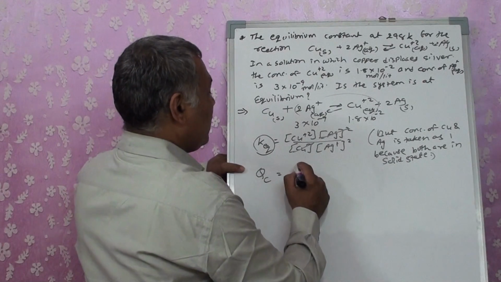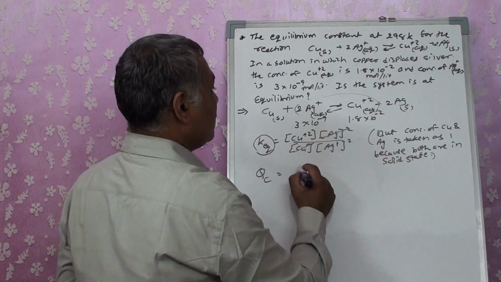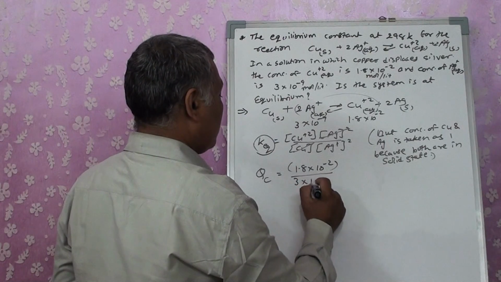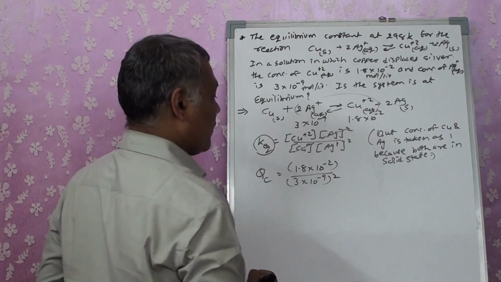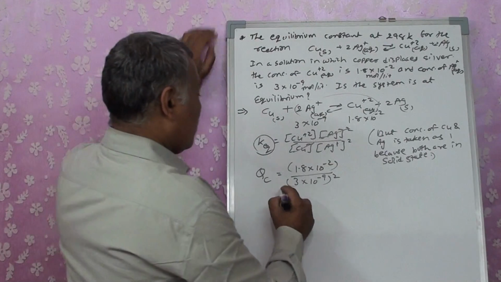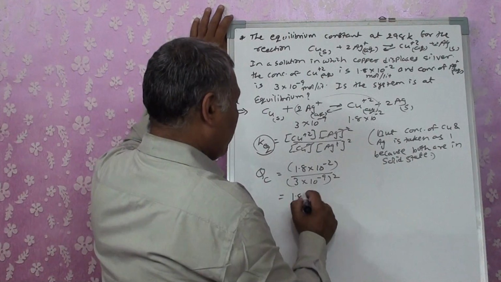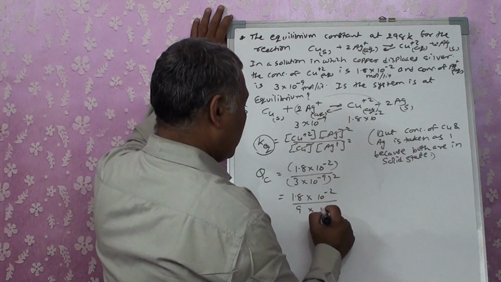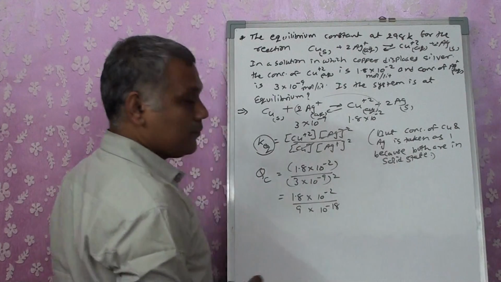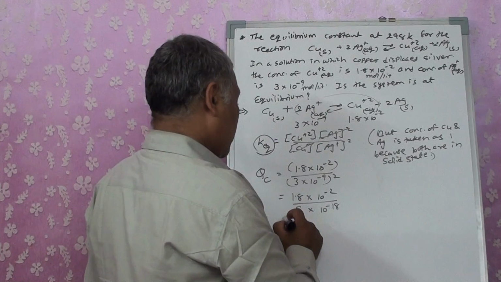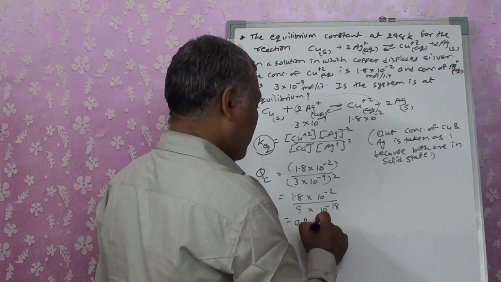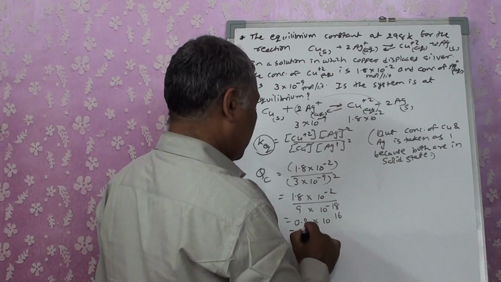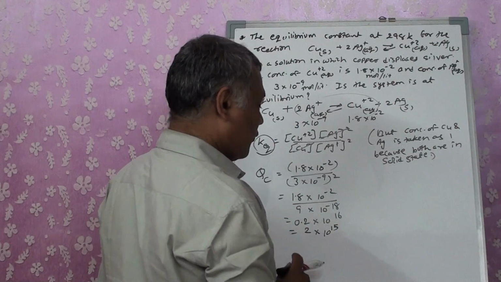Now Qc equals 1.8 into 10 raised to minus 2 upon 3 into 10 raised to minus 9 whole square. If I go for the calculation, the numerator is 1.8 into 10 raised to minus 2 and the denominator is 9 into 10 raised to minus 18. So we get the answer as 0.2 into 10 raised to plus 16, that is 2 into 10 raised to 15.